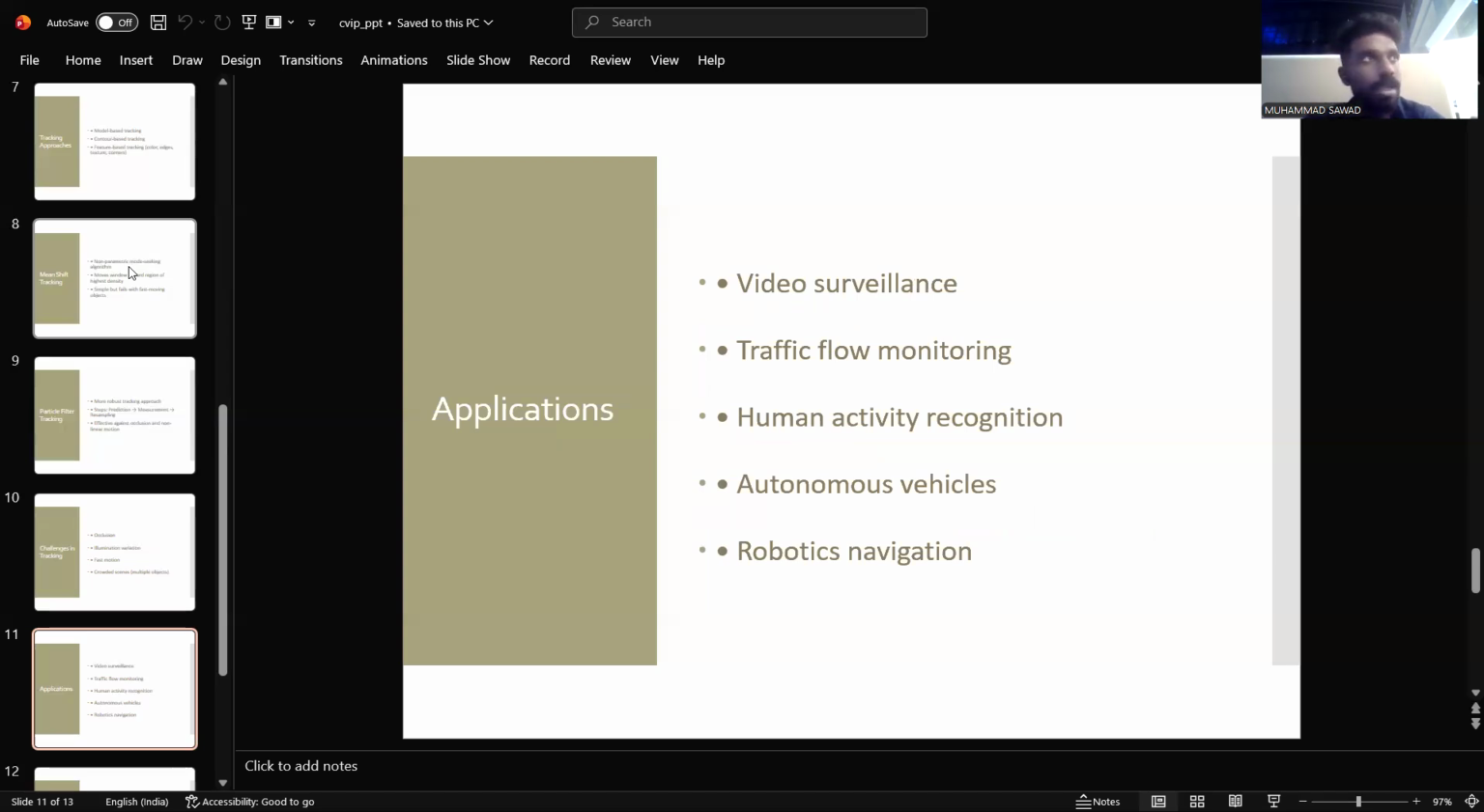Applications of tracking and motion estimation are very wide, because these methods are used widely in real world applications: video surveillance and security, traffic monitoring and smart transportation, human activity recognition, recognizing human activities or human behavior, then autonomous driving, that is autonomous vehicles, identifying the kinds of vehicles, counting the number of vehicles, identifying the number plates. That's another main one. And robotic navigation.